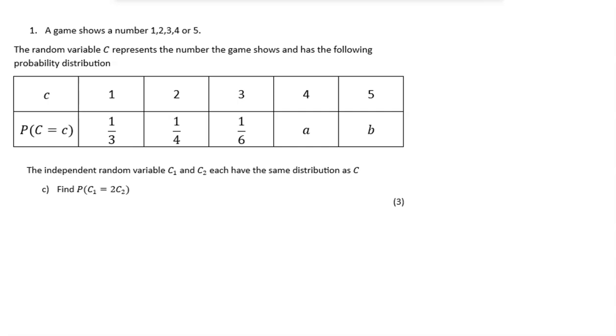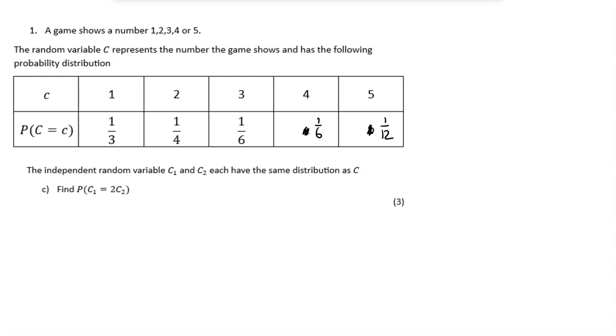Right then, on to part C. We have just put the table here again, and yet again we'll put in that we know that A is a 6th and B is a 12th. Now we're told that the independent random variables C1 and C2 each have the same distribution as C. And we're asked to find the probability that C1 equals 2C2.